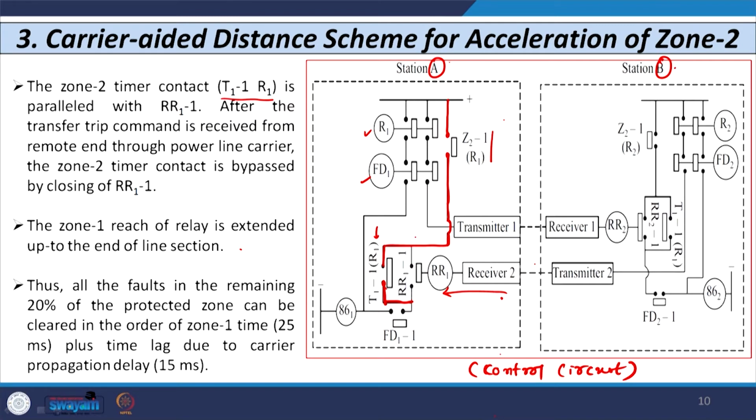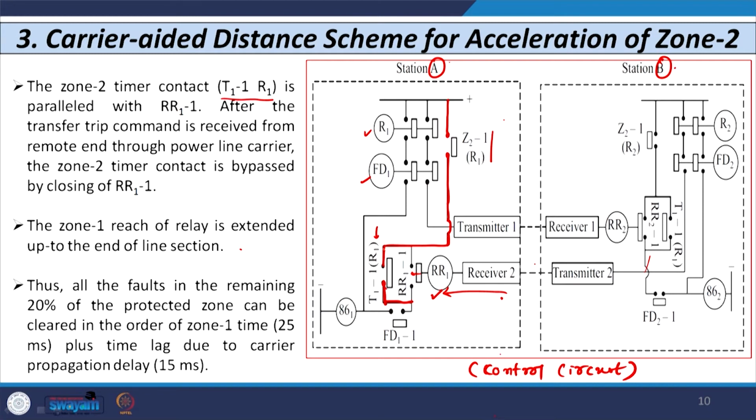So, what we are doing is that as soon as the command is received from the remote side, maybe from bus A to bus B or bus B to bus A, the zone 2 timer contact is bypassed by closing of the RR1 contact. The RR1 contact is somewhere here. As soon as the command is received, the coil of the RR1 relay is energized. Whenever the coil of receiver relay 1 is energized, this contact closes, and the circuit flows like this. So, this contact ultimately we are bypassing.